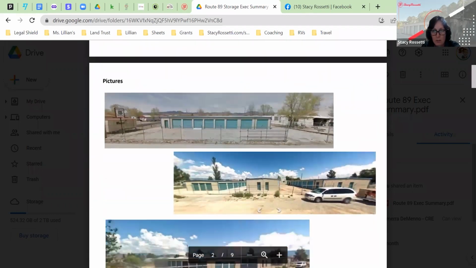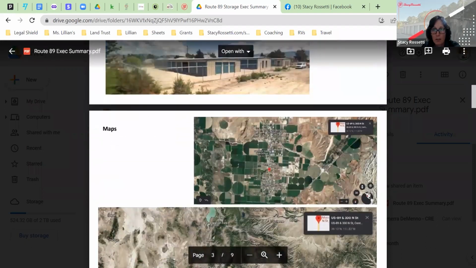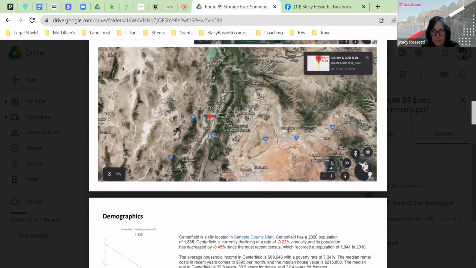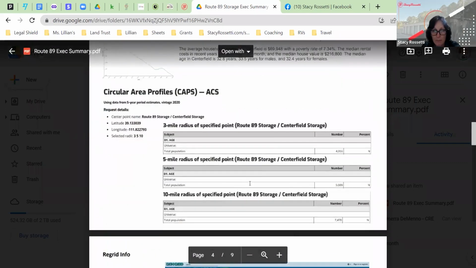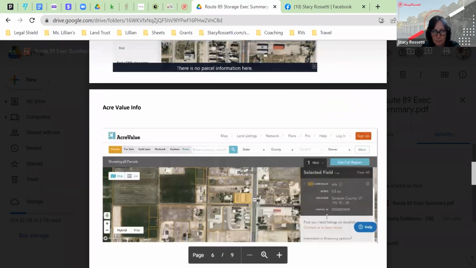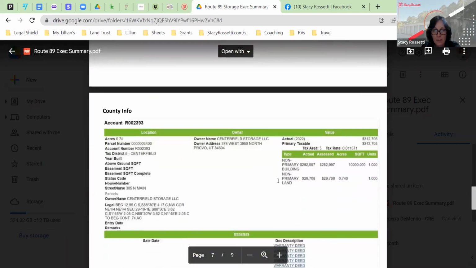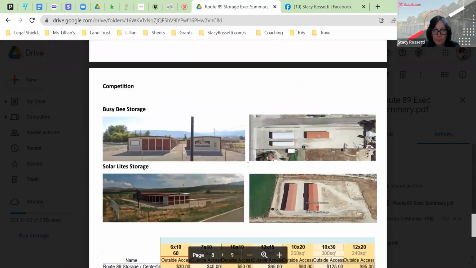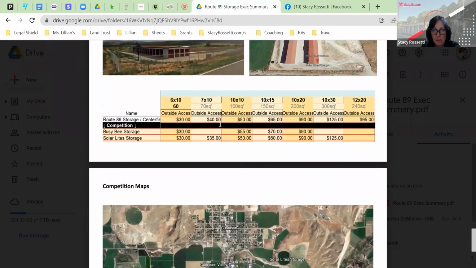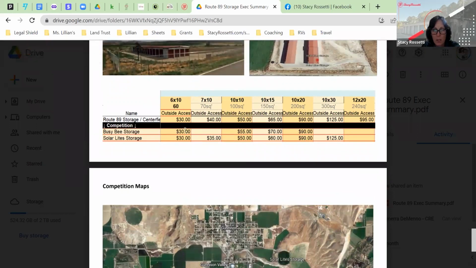Okay. This is what it looks like. He's got all the pictures and put them in here. He's got all the Regrid map views. He's got the demographics, the Regrid information, and the acreage size. And then he's got all the county information, the competition, the unit mixes. This is from the deal analyzer, what they're charging.